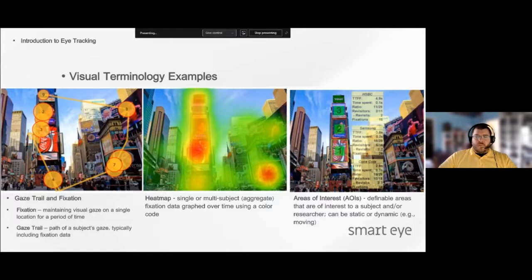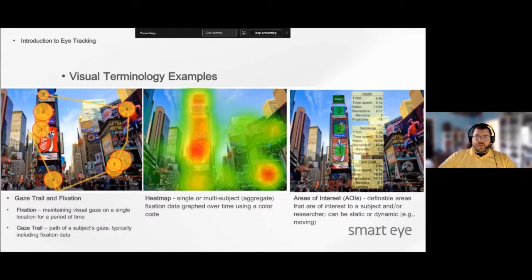We have a heat map. This is often used to indicate gaze patterns across multiple subjects. This offers researchers the ability to quickly see what areas are frequently being looked at. In this image of Times Square, we can clearly see there's a large interest from people in the ads for Coca-Cola and Phantom of the Opera.